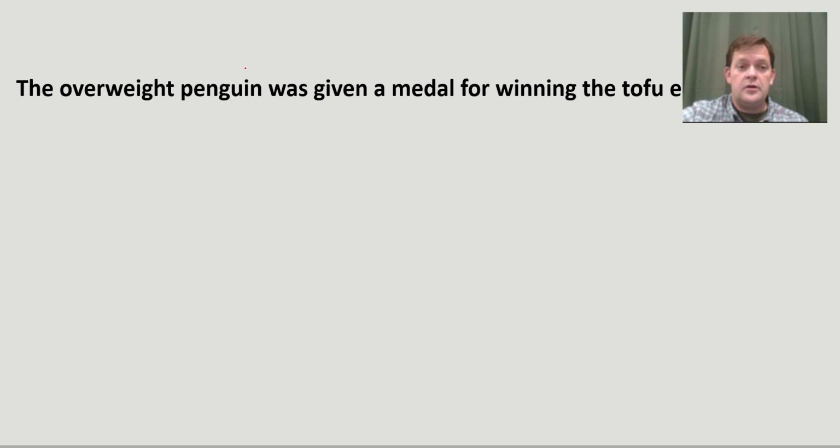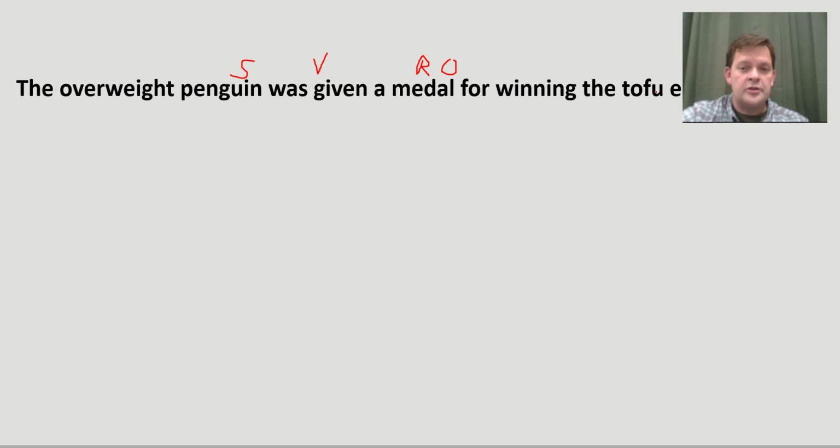who was given? Penguin. So this is your verb. This is your subject. It is passive voice, so the subject receives the action of the sentence. The and overweight are simply modifiers. They're adjectives modifying penguin. So medal. What is medal? Well, normally it would be a direct object if penguin was doing the action. But penguin is not doing the action. So what do we have? In reality, we have a retained object.